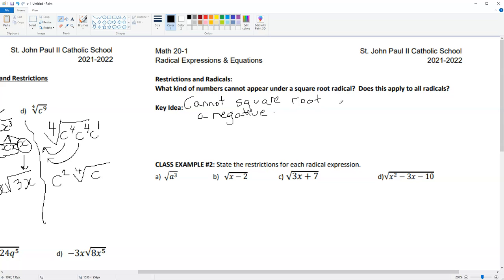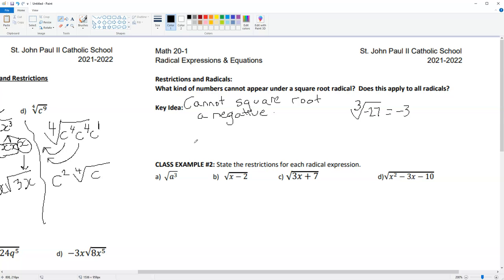Okay, does it apply to all radicals? No, it doesn't apply to all radicals because if you remember, we're allowed to take the cube root of things like negative 27, which turns out to be negative 3. So this only applies to even indexes.